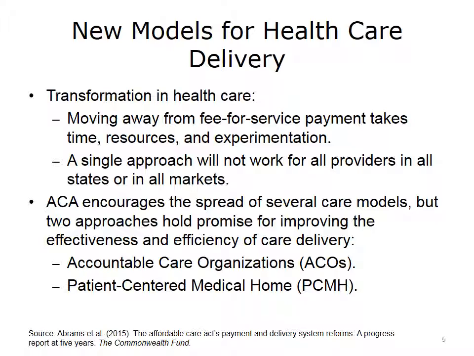In terms of new models for delivering healthcare, transformation in healthcare is essentially moving away from fee-for-service payment. Though that takes time, resources, and experimentation. We know that a single approach will not work for all providers in all states or in all markets, and so the Affordable Care Act is encouraging the spread of several different models. 2 approaches hold promise for improving the effectiveness and efficiency of care delivery. And those 2 approaches are Accountable Care Organizations, or ACOs, and the Patient-Centered Medical Home, or PCMH.